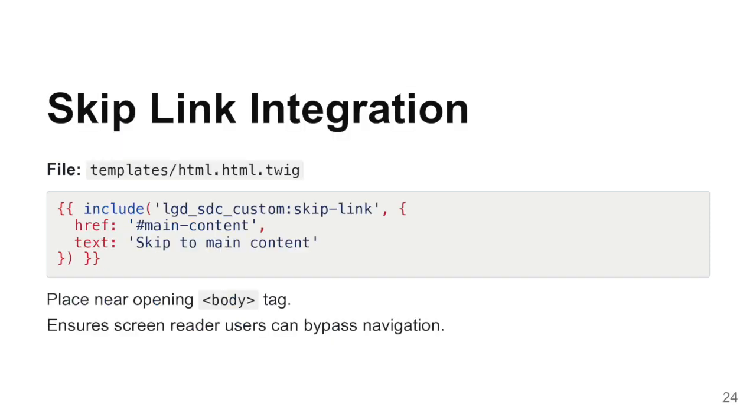The skip link should appear at the very top of every page, before any other content. In html.html.twig, add the include near the opening body tag. This ensures screen reader users and keyboard navigators can bypass navigation and jump straight to content. The skip link becomes visible when focused, following the gov.uk pattern.